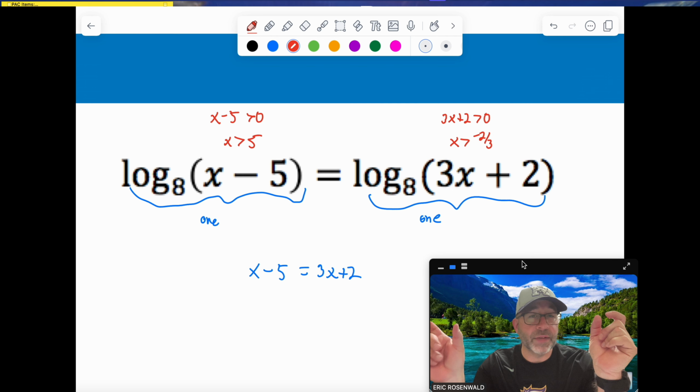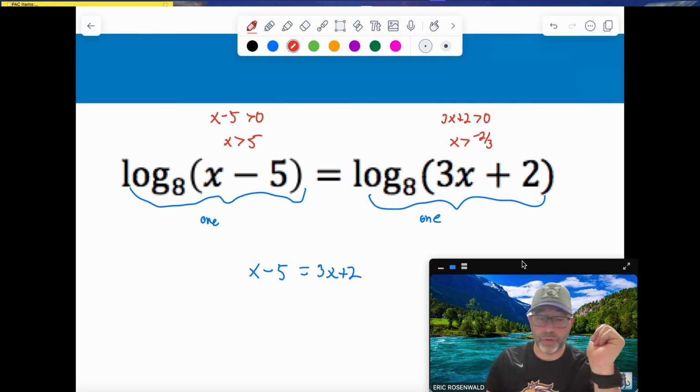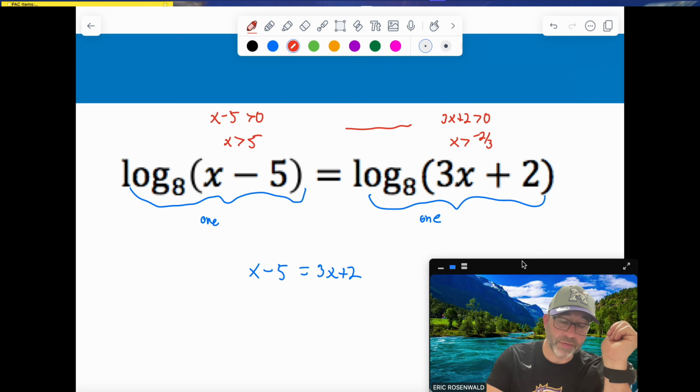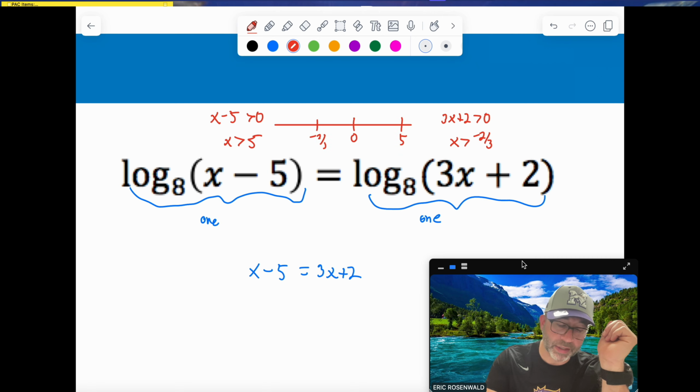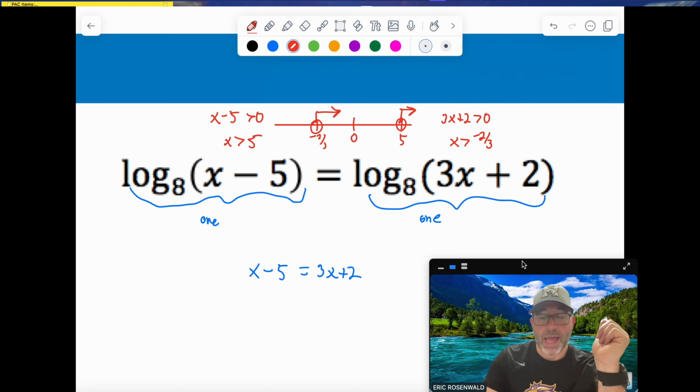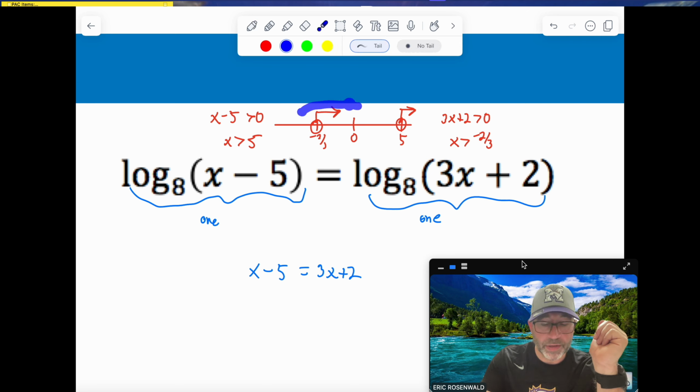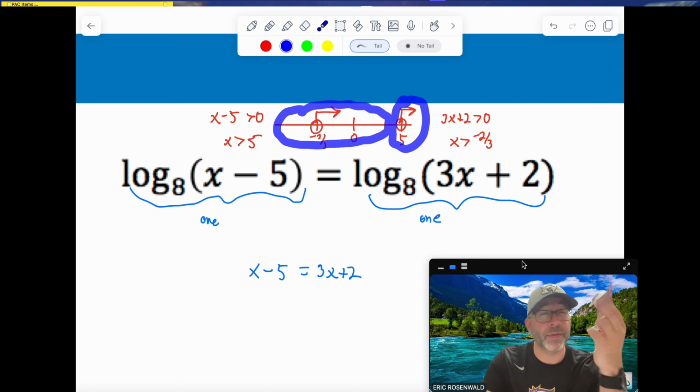That greater than 5 supersedes that negative 2/3. Here's why. If we think of it in terms of a number line, and I put a negative 2/3 here, and I say 5 over here, and I say my answers have to be this way, and then we say, nope, negative 2/3 is this way, anything that is over on this side is not going to work because of this restriction right here. So if I said 0, let's say x is 0.